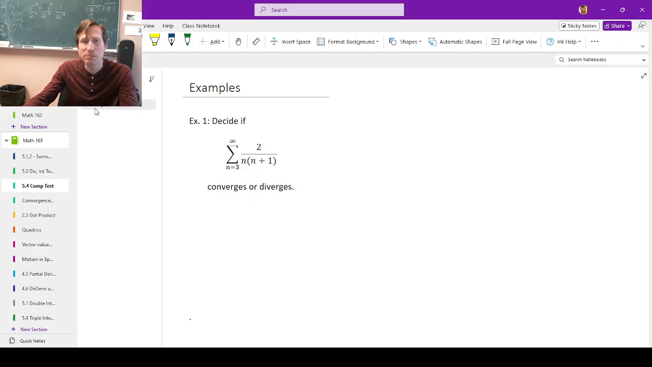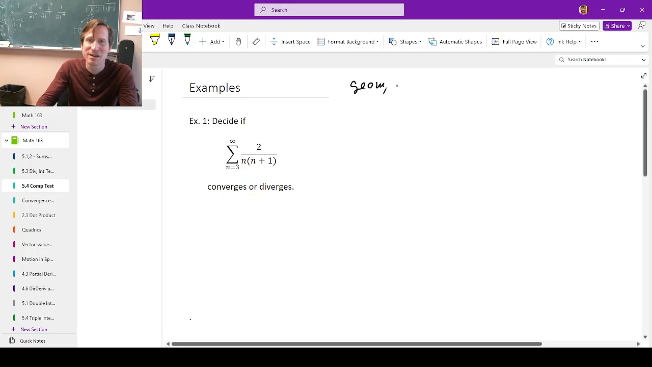Let's look at a few examples of using the comparison test to tell if series diverge or converge. One tricky thing about using the comparison test is that there's nothing to tell you what to compare your series to. This can be kind of tricky, right? What we'll see is that what we will compare our series to are geometric series, the harmonic series, and p-series.